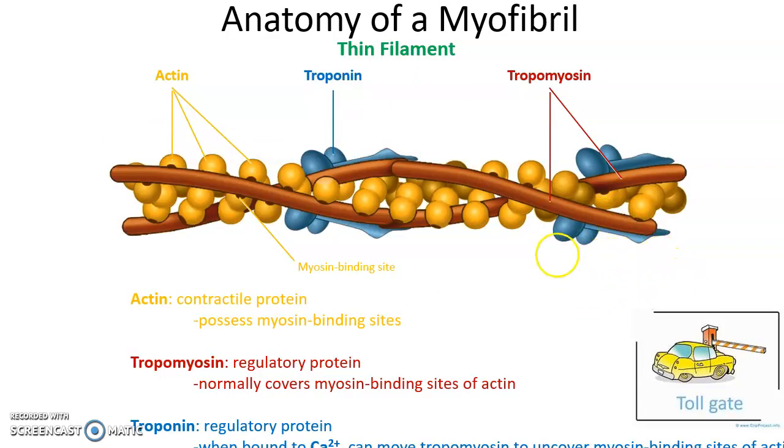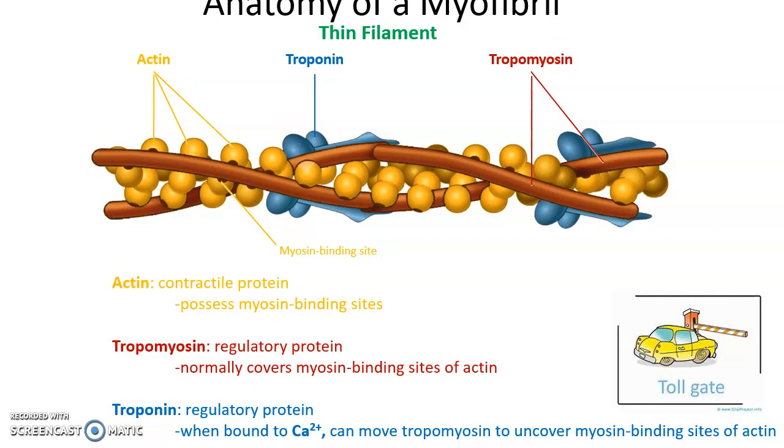Then we have the thin filaments. Thin filaments are actually made up of three different proteins. So we have actin protein. These yellow spheres represent actin. And actin is the other contractile protein. Actin, surprise, surprise, has myosin binding sites. So myosin can bind to actin. And so actin and myosin together lead to the shortening of the sarcomere.